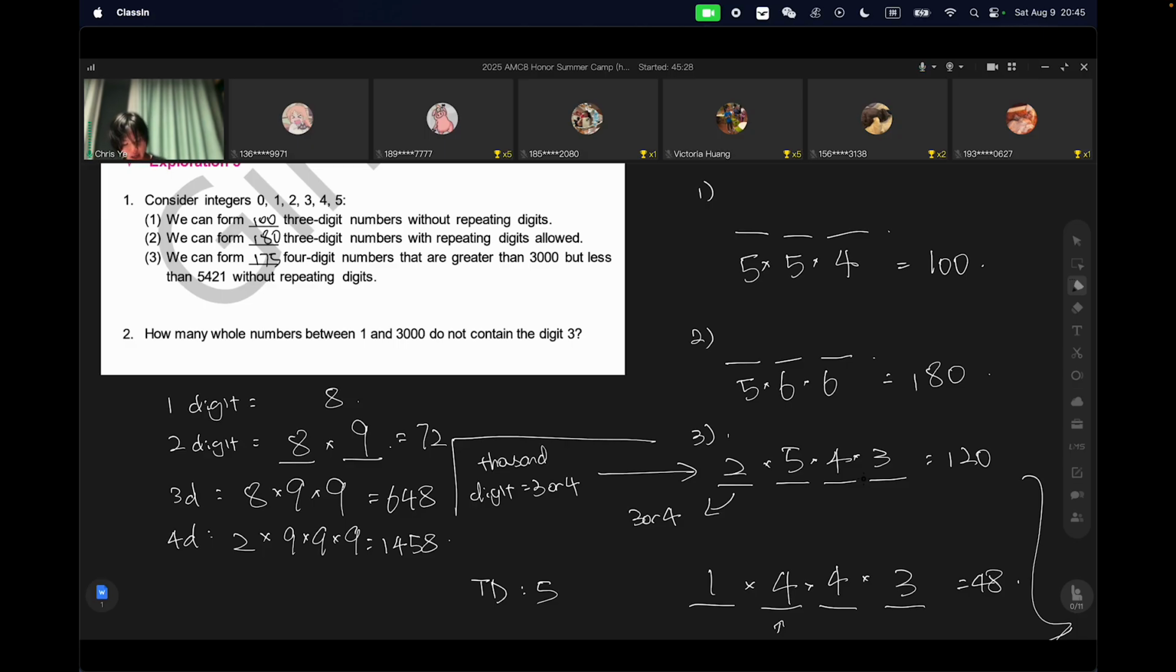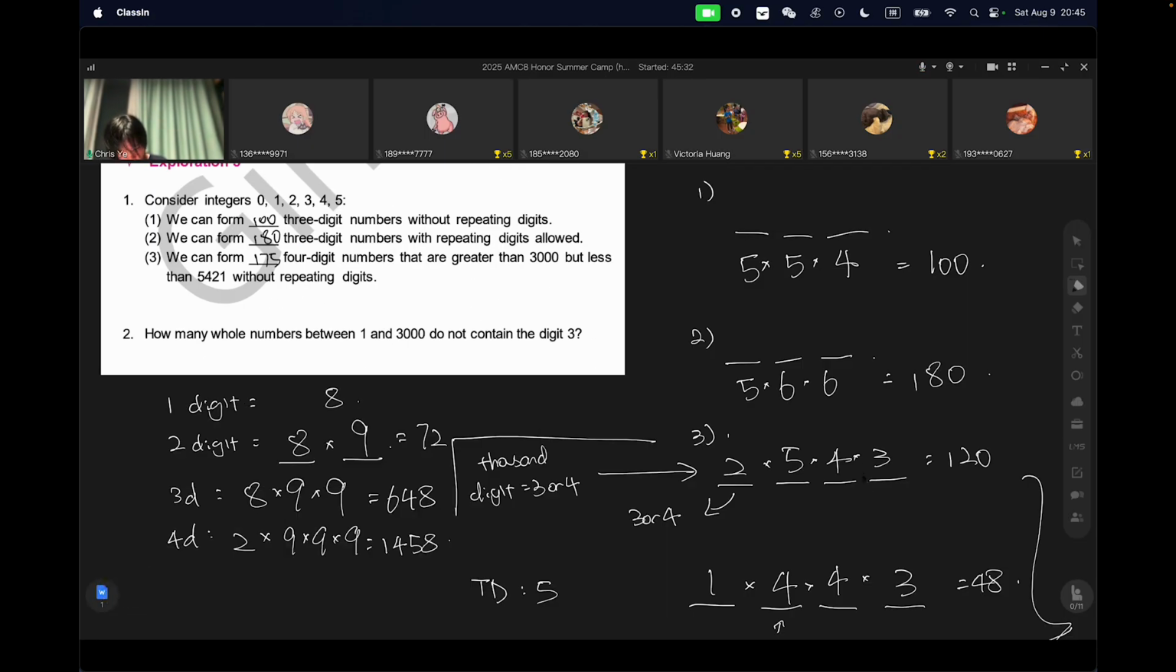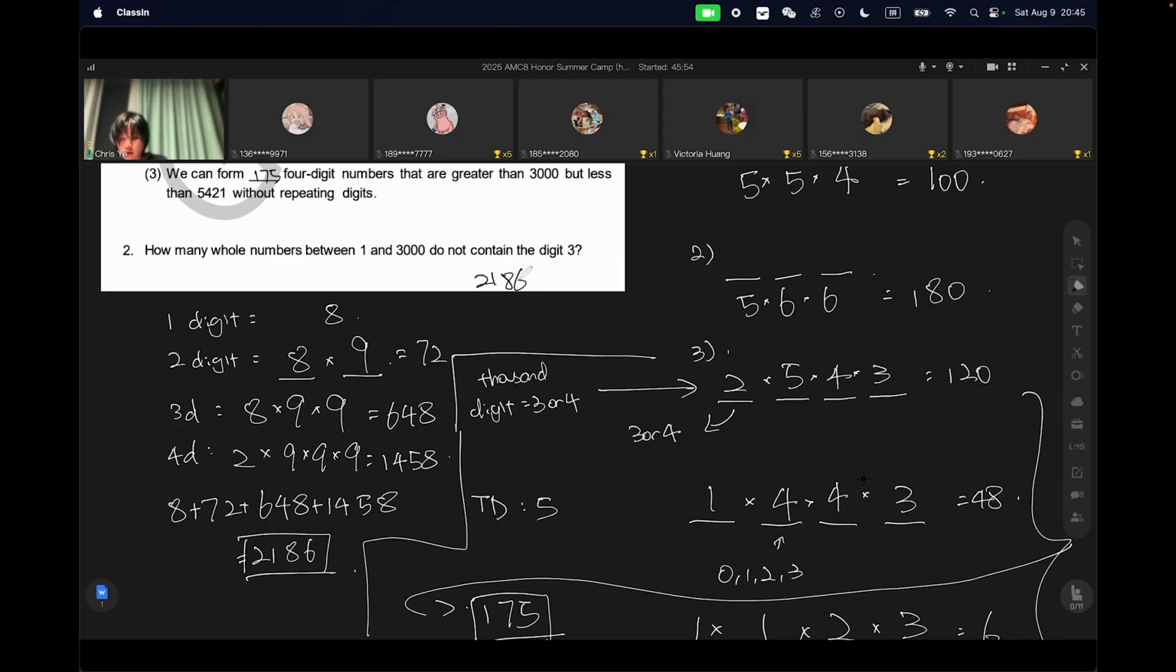So in total, how many whole numbers are there? It's going to be 8 plus 72. Wait, sorry. 8 plus 72 plus 648 plus 1,458 equals 2,186. And that is our final answer. Any questions?